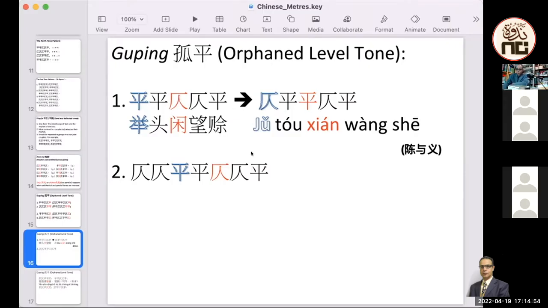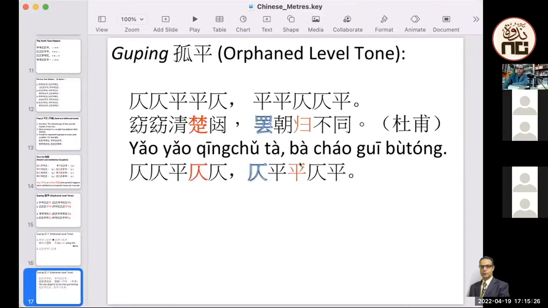Okay. If the line is 7 characters, it's exactly the same idea, because the difference between the 5 character line and the 7 character is just the first 2 syllables. In the 7th, you just add 2 syllables at the beginning, whether they are ping or ts, but the rule is the same, exactly the same. Okay.